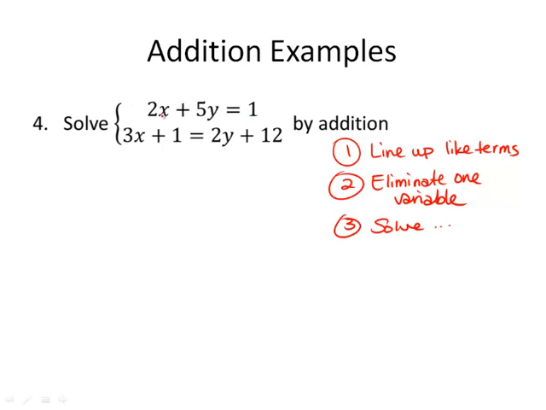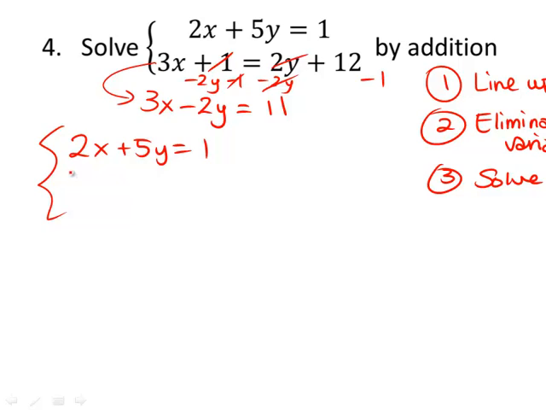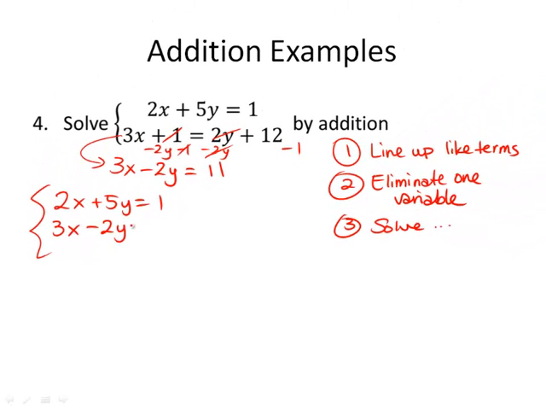The top equation has its x and y in the same positions, but the bottom one is a little spread out. So let's clean the bottom one up. We'll have 3x, we'll subtract the 2y so it's on this side, we'll minus the 1 so it's on this side. So that gives us 3x minus 2y is equal to 12 minus 1, which is 11, and that's a bit more cleaned up now. So we've got 2x plus 5y equals 1, and 3x minus 2y is 11.